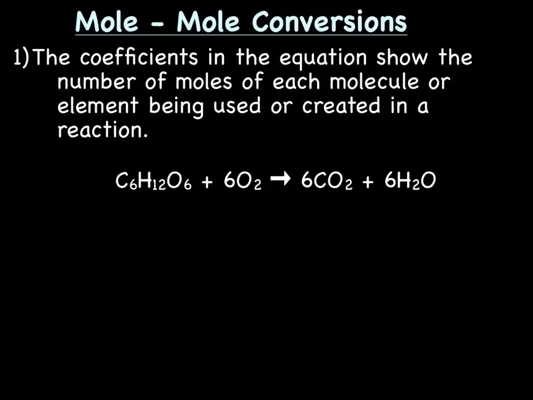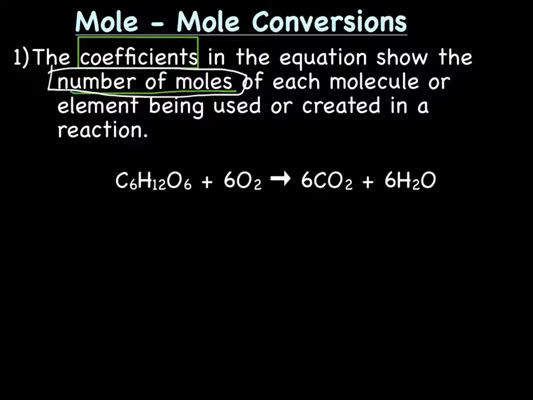Okay, finally, how do we do mole-mole conversions? But first, let's review coefficients and see what they have to do with stoichiometry. The coefficients in an equation actually show the number of moles of each molecule or element being used or created in a reaction. Remember that coefficients were the big numbers we used in front of a molecule or atom to balance our chemical equation, making sure that we had the same number of atoms on both sides of the equation. And as it turns out, those coefficients actually tell us the number of moles of each atom or molecule being used or created in a reaction.